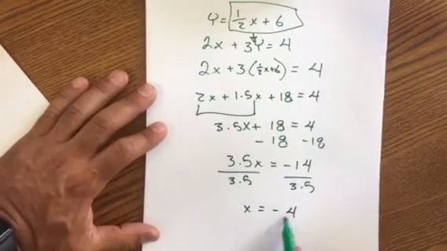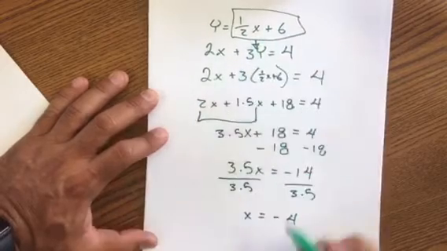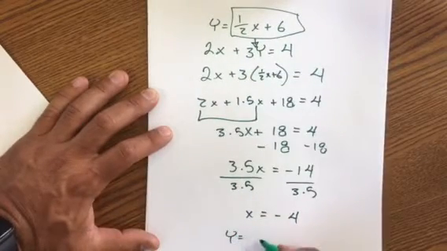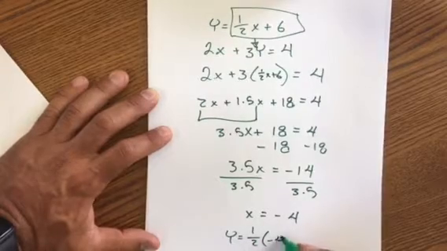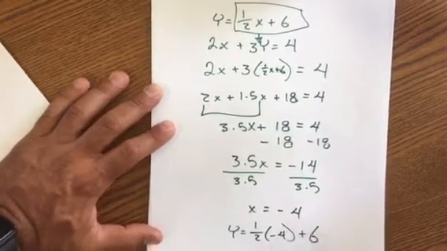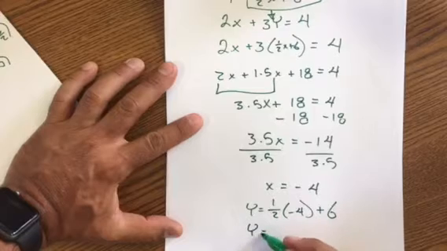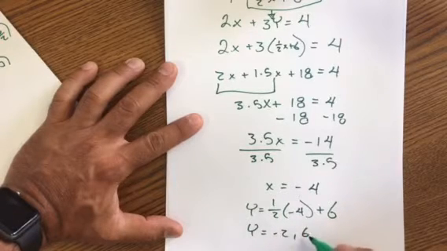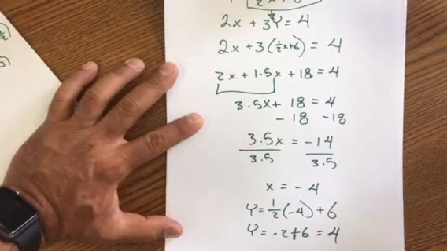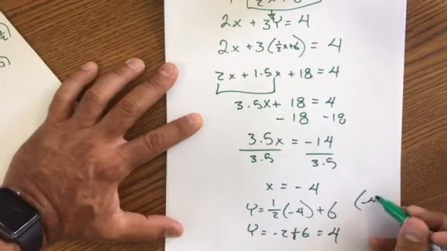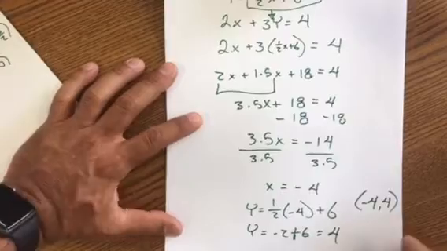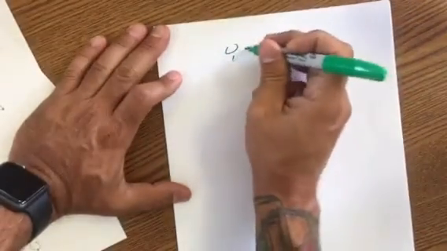After I figure out what x is, just like before, I'm going to plug it into the equation. I can pick either one. So don't forget we're looking for a point. Our point is going to be -4, 4. That's where we break even point. Do another example.